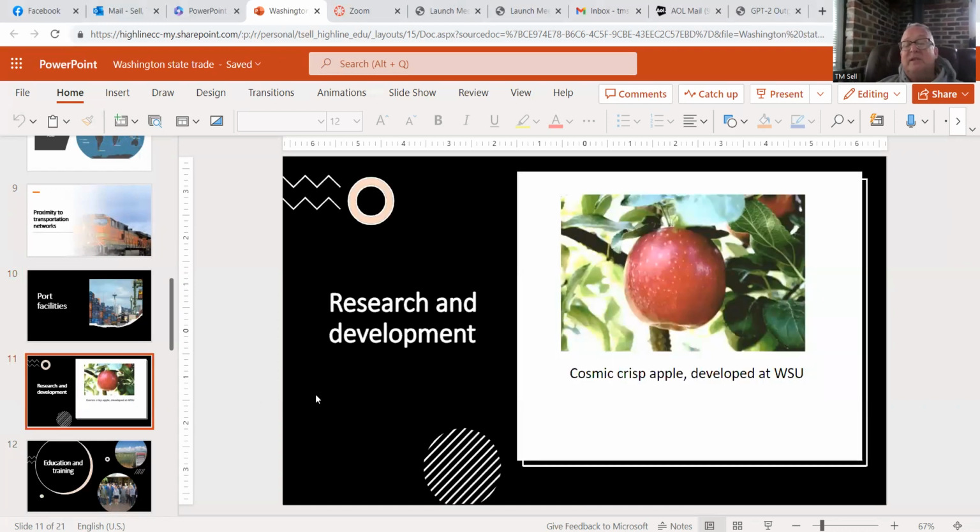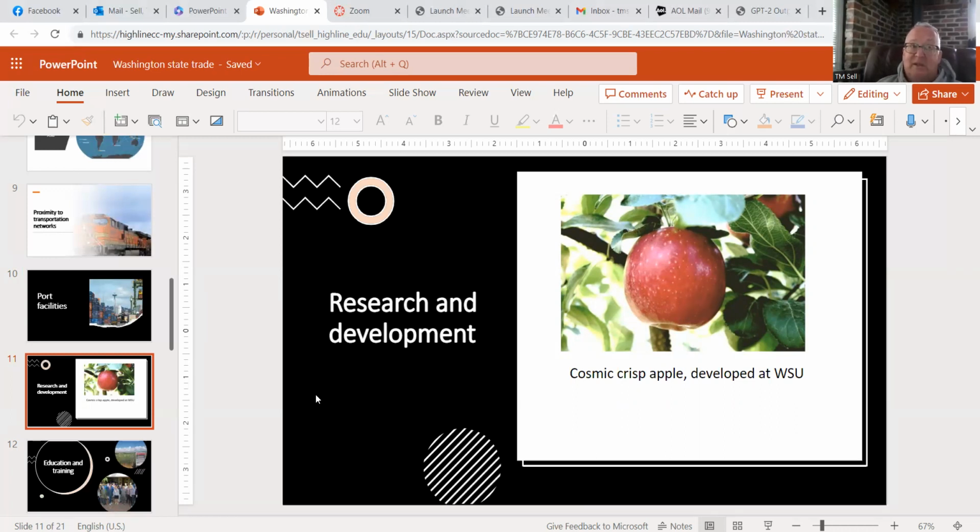So research and development. This is another big deal. This is an investment-based comparative advantage. If you're talking about almost any agricultural good produced in Washington, they very likely are benefiting from publicly funded research at the Washington State University School of Agriculture. It's a really world-class institution. The example we have here is the Cosmic Crisp apple. Don't know if you've ever tried one of those, but they're really, really good. Well, they were developed at WSU.